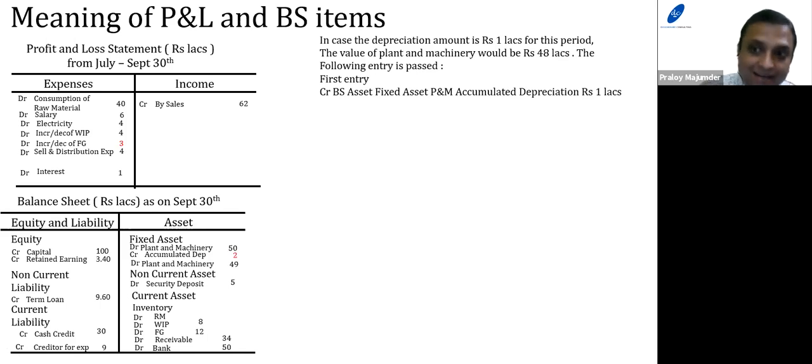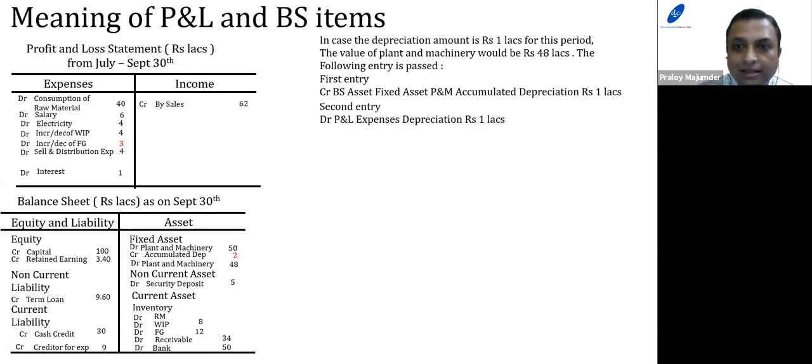Now, the second entry, if you can recollect in section 12, second entry would be P&L depreciation. This is for the year. So P&L depreciation in that case would be how much? So P&L depreciation would be 1 lakh. So here what we have, this is 1 lakh. So it is coming here, debit P&L expenses depreciation.